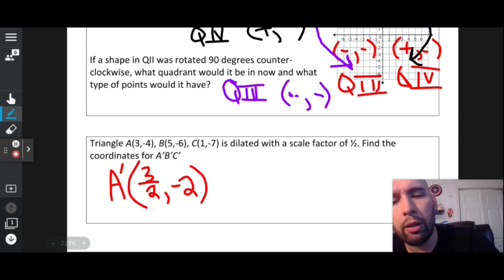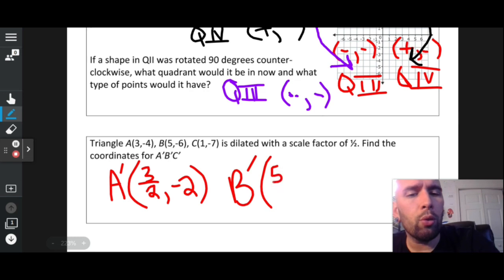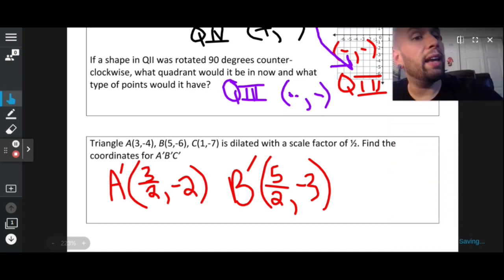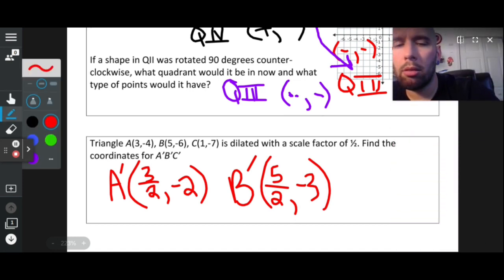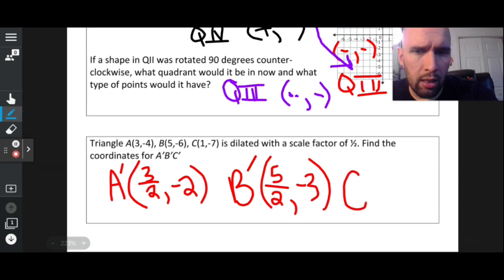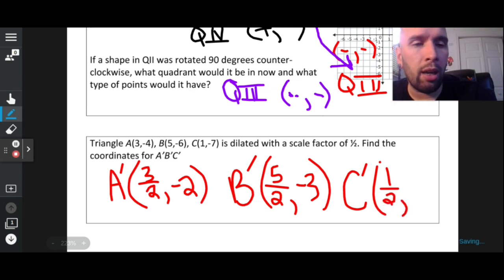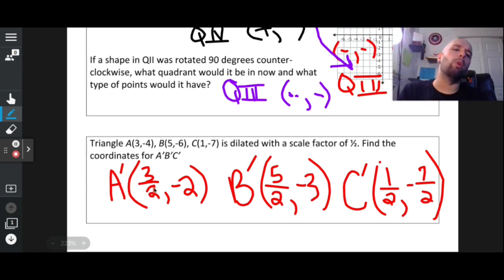You can use a calculator for all of this if you need to. 5 times 1/2 is 5/2. -6 times 1/2 is -3. And C is going to be 1 times 1/2, which is 1/2, and -7 times 1/2, which is -7/2. If you use a calculator, this might be -3.5, 2.5, 1.5. It's all the same.